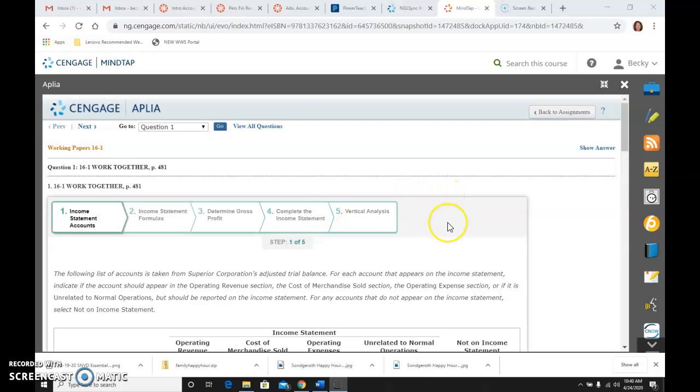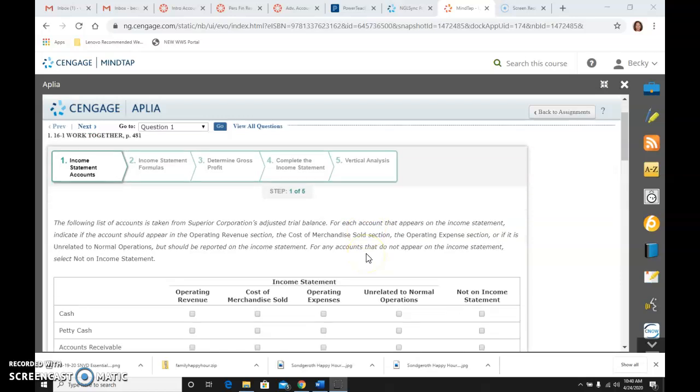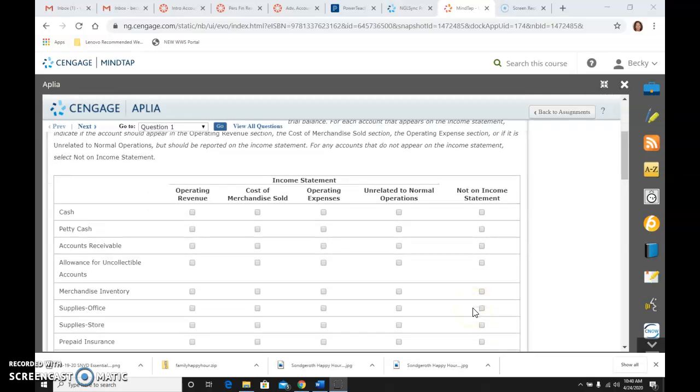Go with the 16-1 Work Together, which is on page 481 in your book. There are 5 steps here. It has a list of accounts taken from Superior Corporation's adjusted trial balance. For each account, tell us which section of the income statement it's on, or that it's not on the income statement. If they don't appear, select not on the income statement.